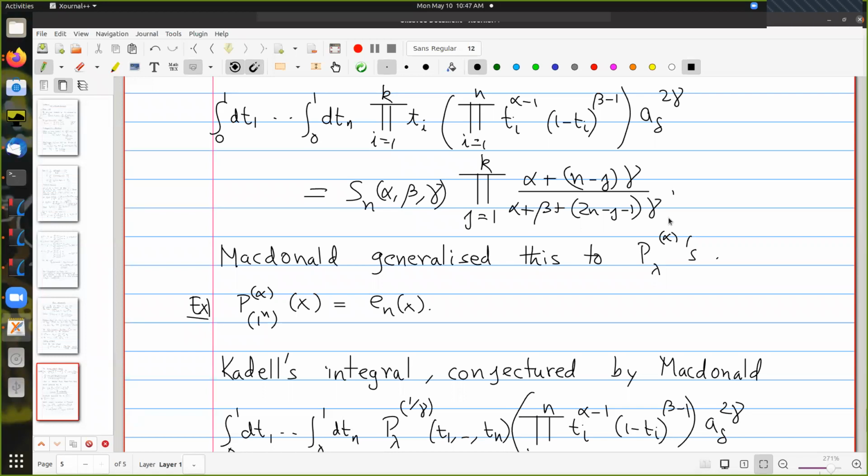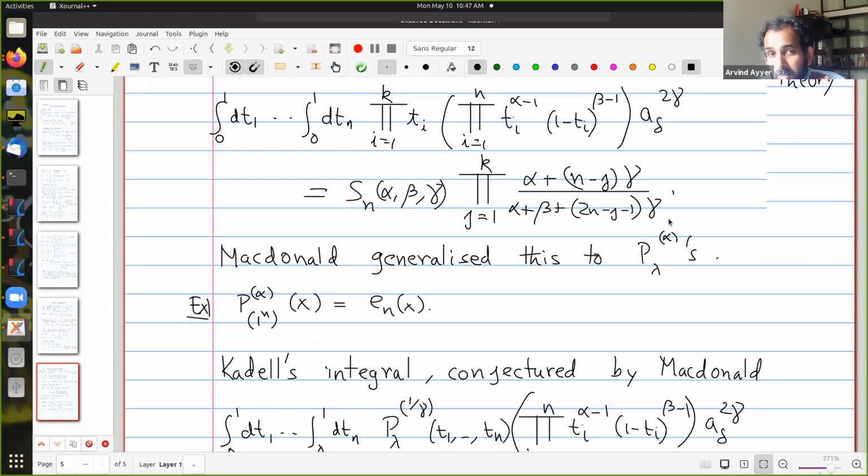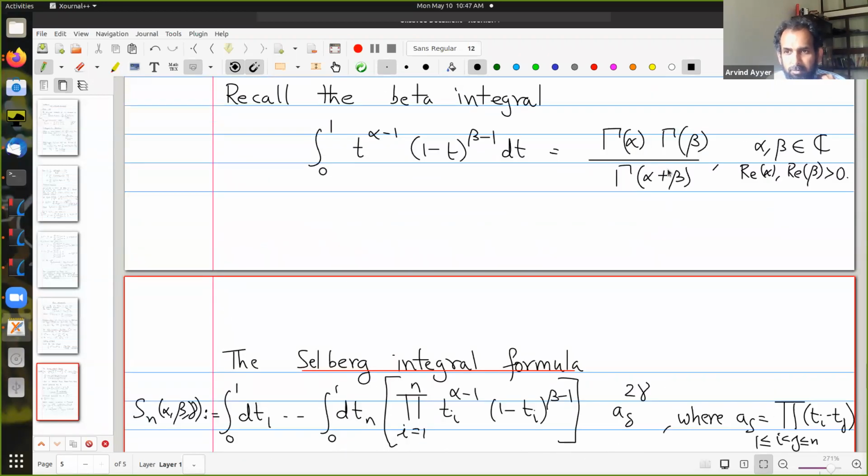And can I just copy down the definition of the beta integral, just a few lines ago? Yeah, thank you.